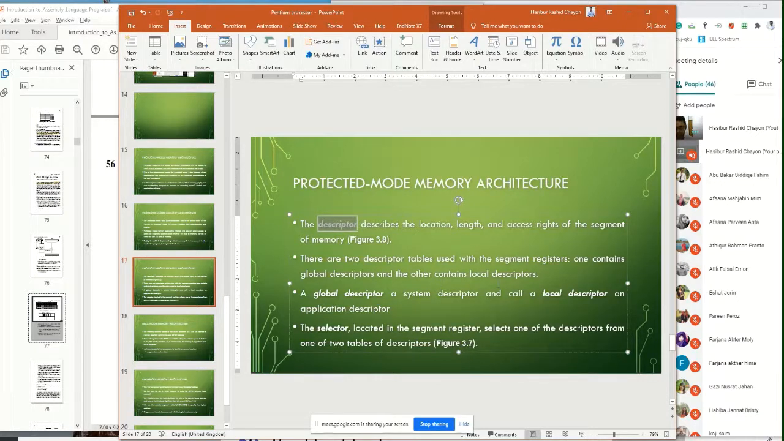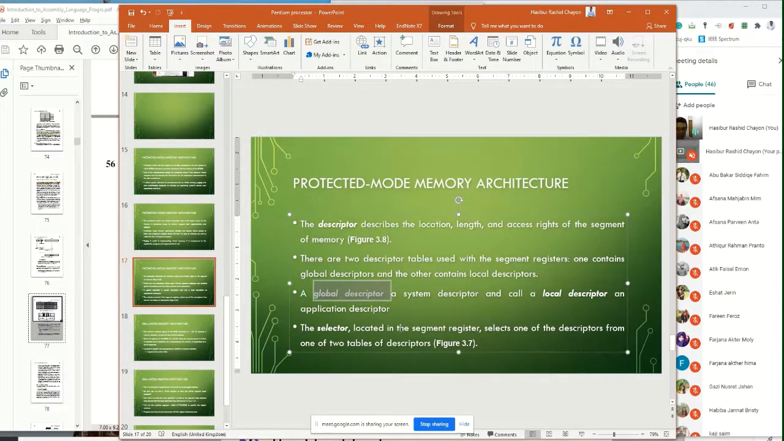Very easily, a global descriptor is one kind of table. This descriptor table only describes those kinds of memory locations which hold system information, only for the system. Let's say the operating system, utility software, and device driver software: the descriptions of this kind of thing are in this table, which is called the global descriptor.